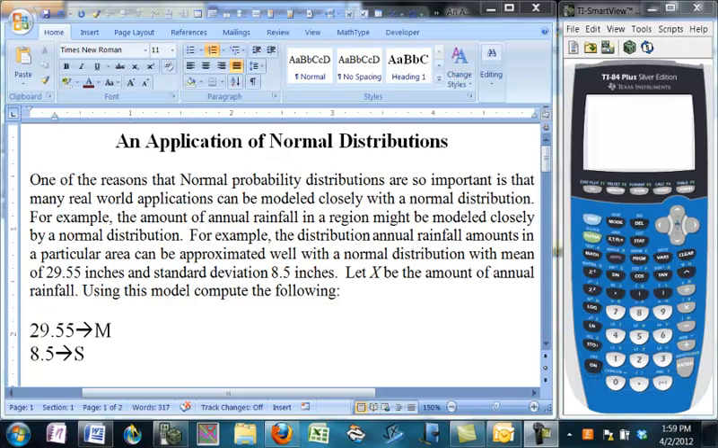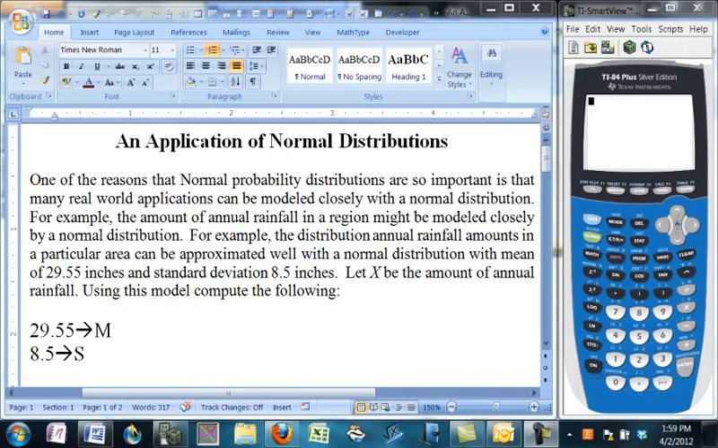Okay, we're going to take a look at an application of normal distributions. One of the reasons that normal probability distributions are so important is that many real-world applications can be modeled closely with a normal distribution. Lots of examples occur, like heights of people, scores on large standardized exams, like IQ tests, for example, many things that you're manufacturing, such as weights of something, masses, diameters, lengths. Lots of different things are approximated with a normal distribution.